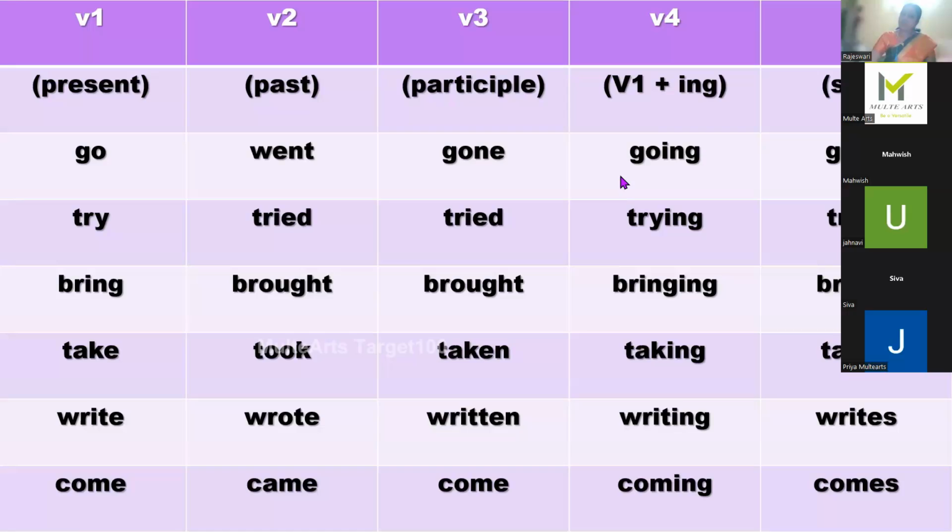Now coming to V4, it is nothing but the base form plus ing. Go plus ing becomes V4. This we use whenever the action keeps going on. When the action is continuing, we use this form of the verb. Now V5 is a specific one, where we use it according to the subject.